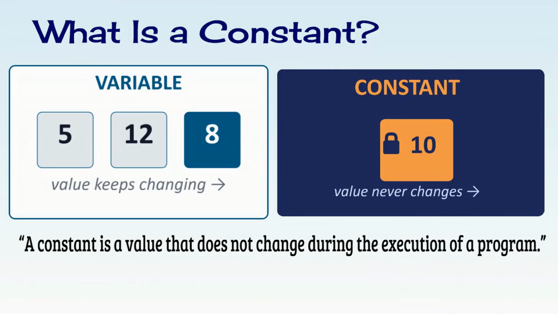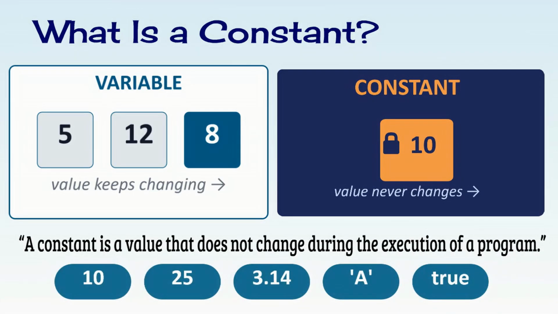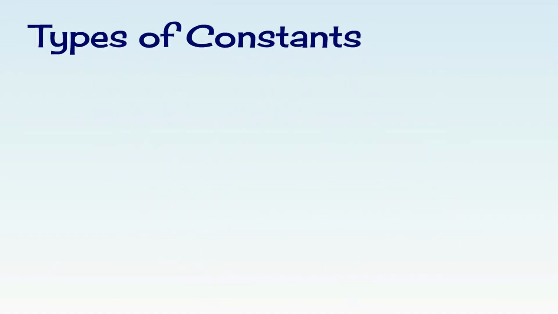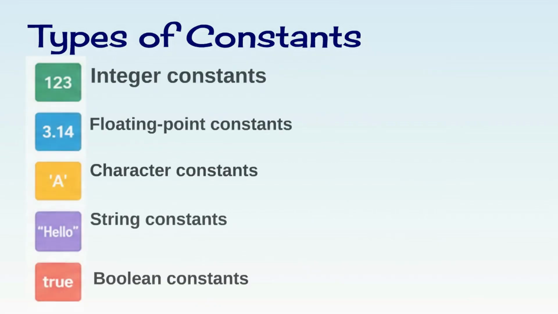For example, the numbers 10, 25, and 3.14 are all constants. The character A is also a constant. The Boolean value true is another constant. Unlike variables, the values of constants remain the same throughout the execution of the program. Types of constants: C++ supports several types of constants. The most common types are integer constants, floating point constants, character constants, string constants, and Boolean constants. Let's look at them one by one.